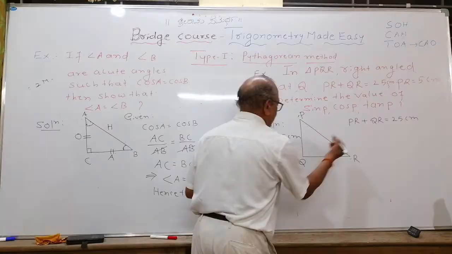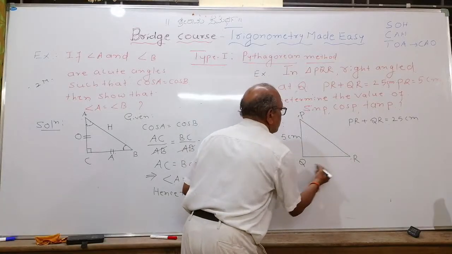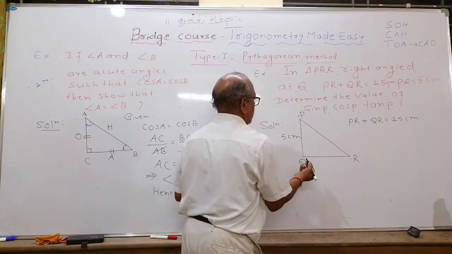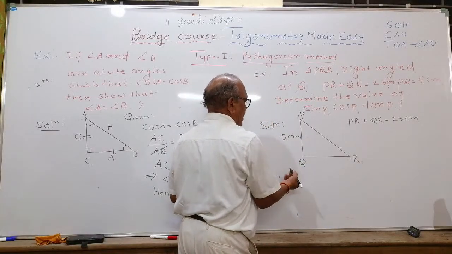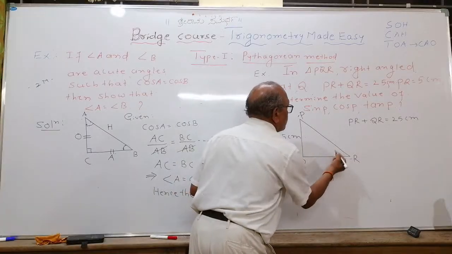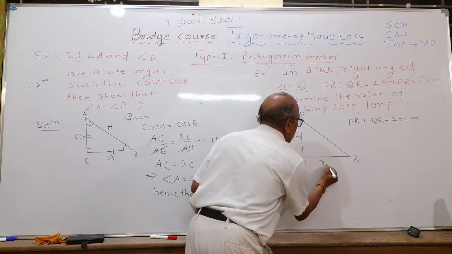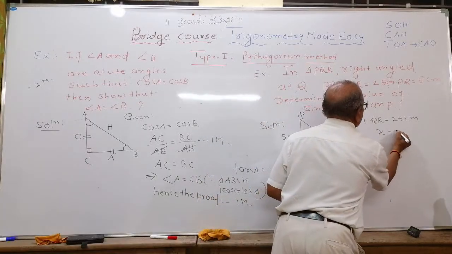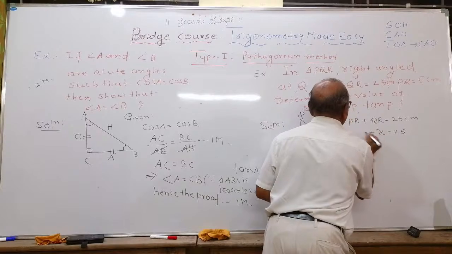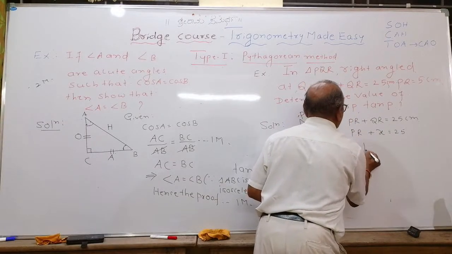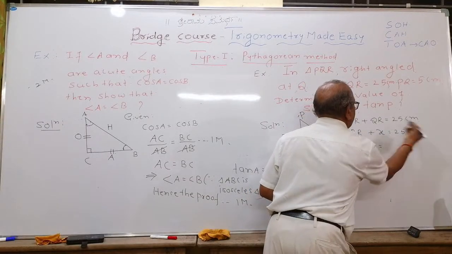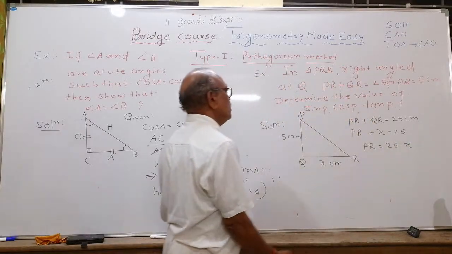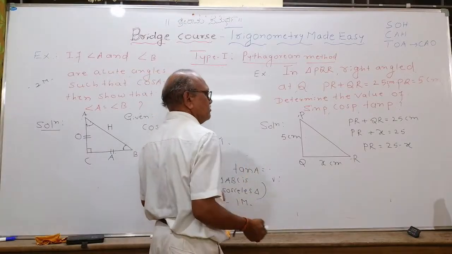To solve such problems, let me assume that QR is X centimeter. Then you try to find out PR. What will PR be? PR will be 25 minus X. Good question for 2 to 3 marks.